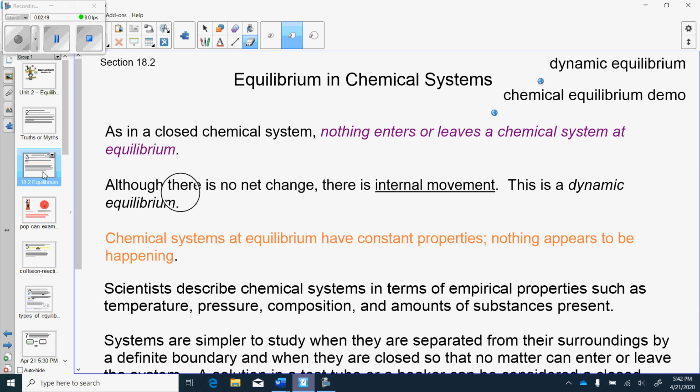Although there is no net change, there is internal movement, and that is where we're going to see this phenomenon known as dynamic equilibrium. We've talked about static equilibrium in physics. We've talked about diffusion and equilibrium in biology, the movement through the membrane of cells. Now we're going to talk about dynamic equilibrium in chemistry. We're going to take a quick look at these chemical systems. When they're at equilibrium, there are constant properties, and it appears that everything might have shut down, but not necessarily. So that's what we're going to take a look at.